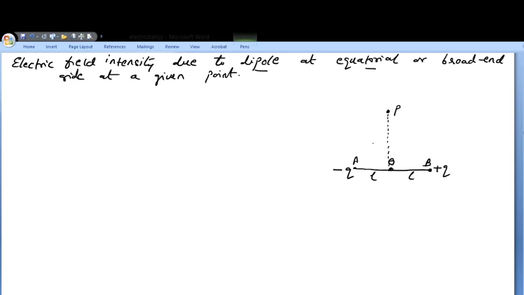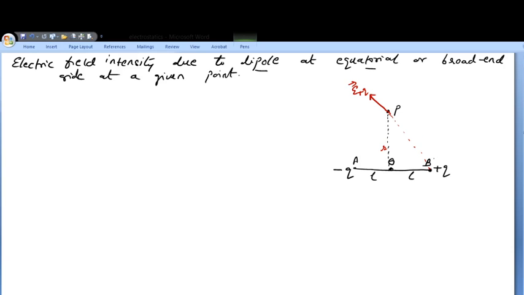So again I am going to use the superposition principle. First, let us suppose this distance from O to P is R. So I am going to find out the electric field at point P due to plus Q. So due to plus Q, the field is going to be something like this, it will point from positive to negative. So this is going to be electric field intensity due to plus Q.